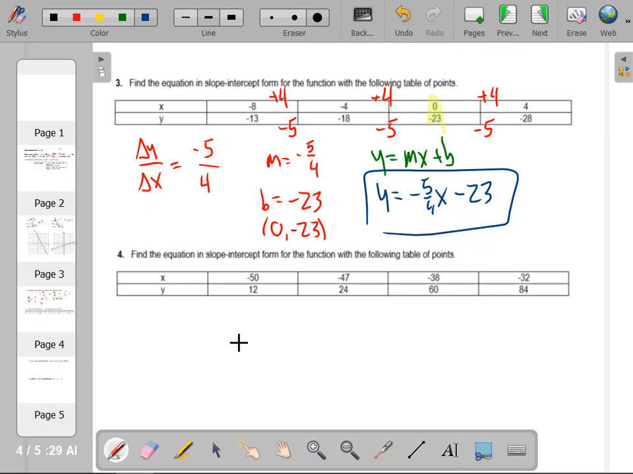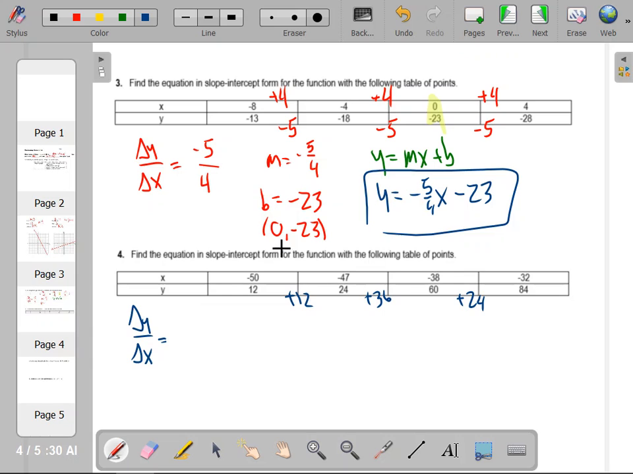You're not always given that point, so let's do one where you're not given that point. We're going to find the change in y over the change in x. So from 12 to 24, we're adding 12. From 24 to 60, oh my gosh, we're adding 36. Okay, interesting. From 60 to 84, we're adding 24. So these aren't all the same. That kind of makes me nervous, but we'll look at the y's and decide if we need to worry.